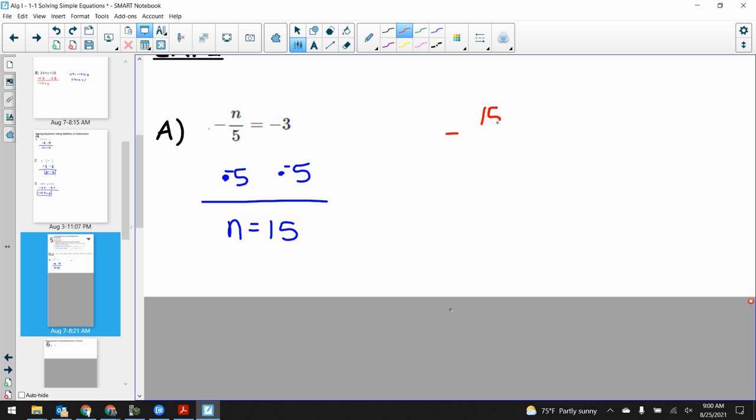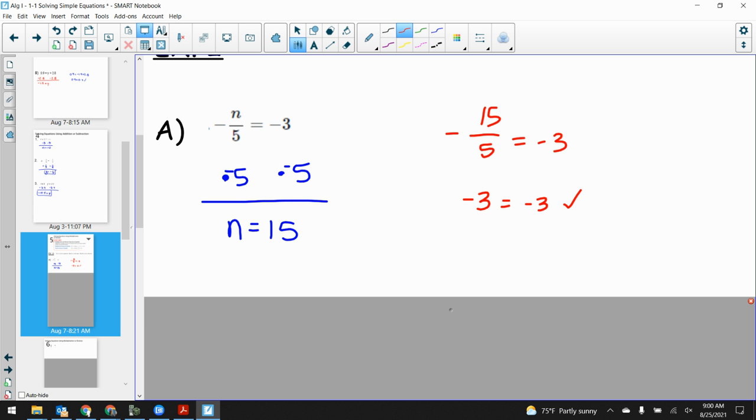Negative, and we got 15 over 5 is equal to negative 3. Does that check out? Yeah. 15 over 5 is 3. The negative sign was on the left. Now it's on the right as well. It does check out. Does that make sense?